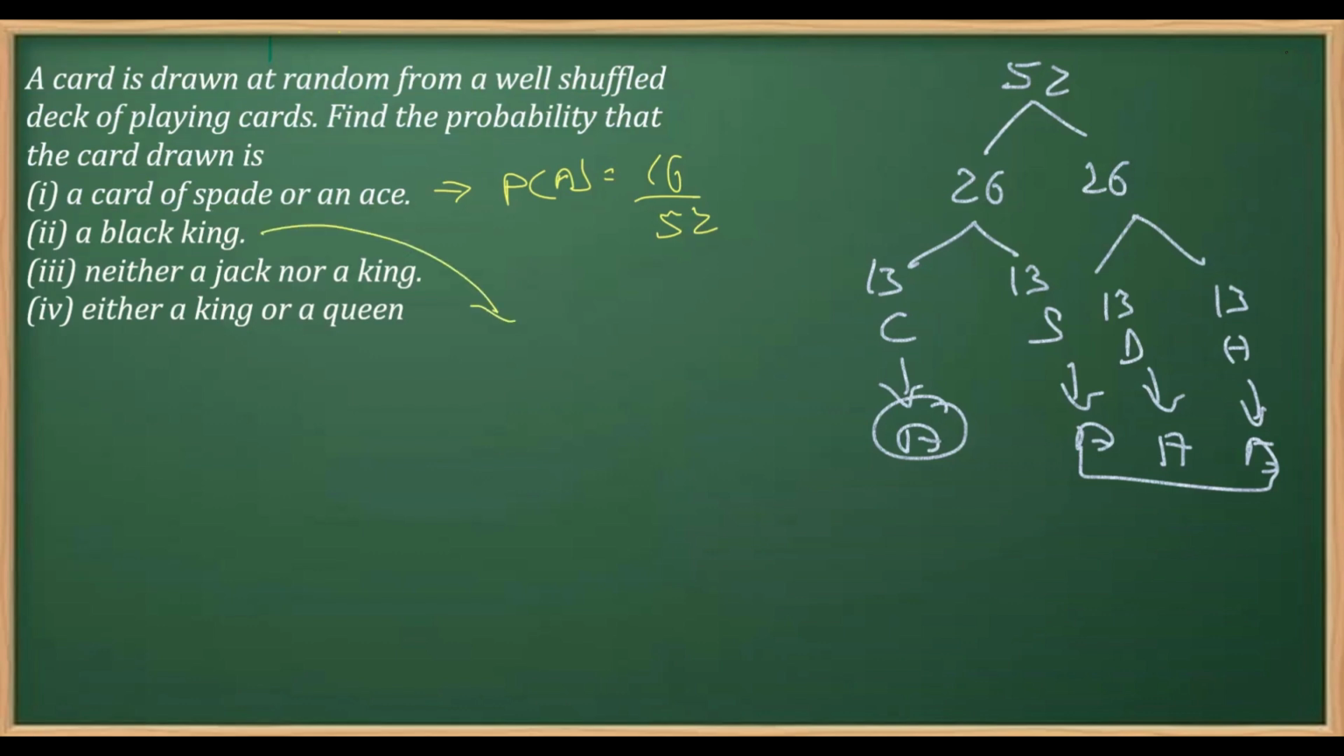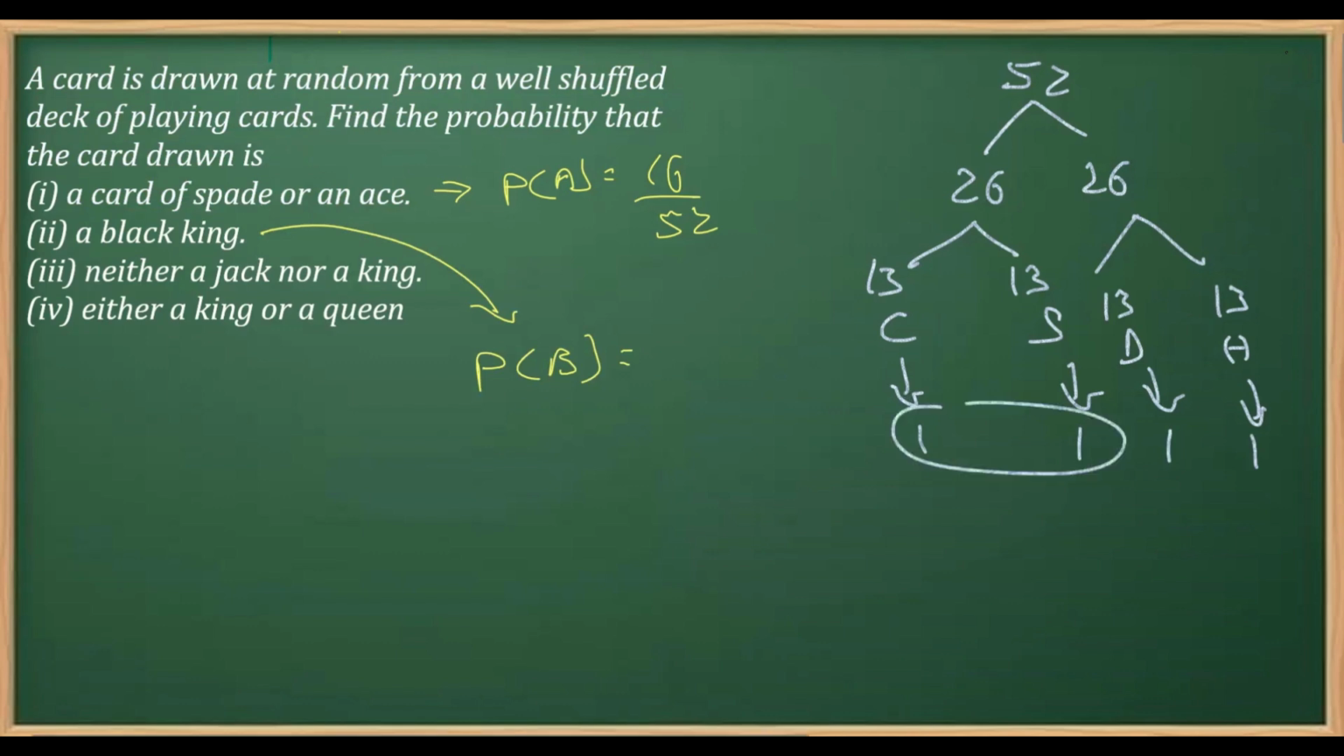Now the next one is the B part. The second part is a black king. How many kings are there? King will also be one of each: one of clubs, spades, diamonds, and hearts. But we have to look for a black king, and as I told you, clubs and spades are black. So we have two black kings. That should be 2 out of 52.